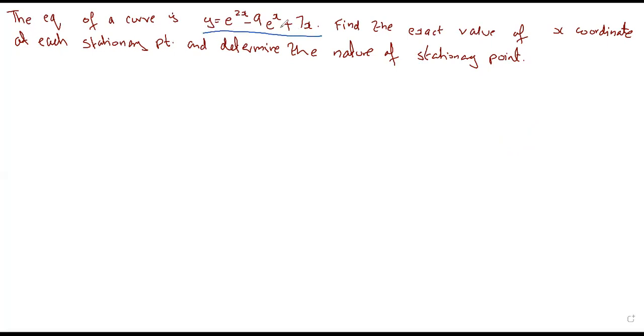This is a curve with this equation. We have no idea about how the curve would look because it is an equation in exponential functions. We don't care about that. Find the exact value of x coordinate at each stationary point. But we know that at stationary points, the derivative is 0. Okay, let's just solve this part and then we'll move to the next part. The exact value of x coordinate at each stationary point. This was the y. So how would we be forming the equation?